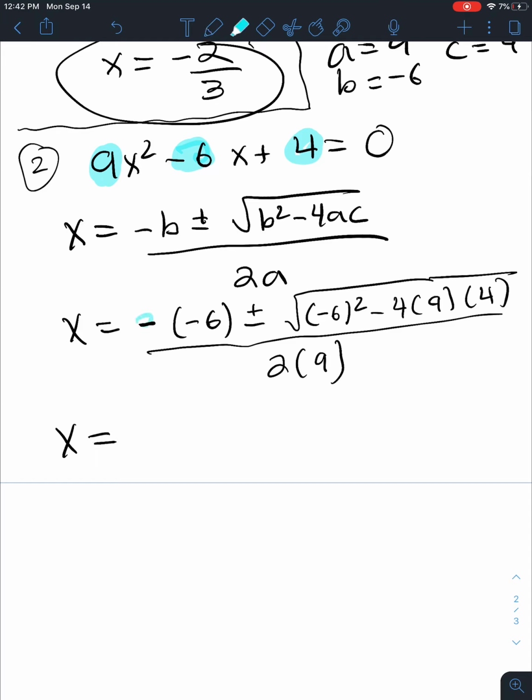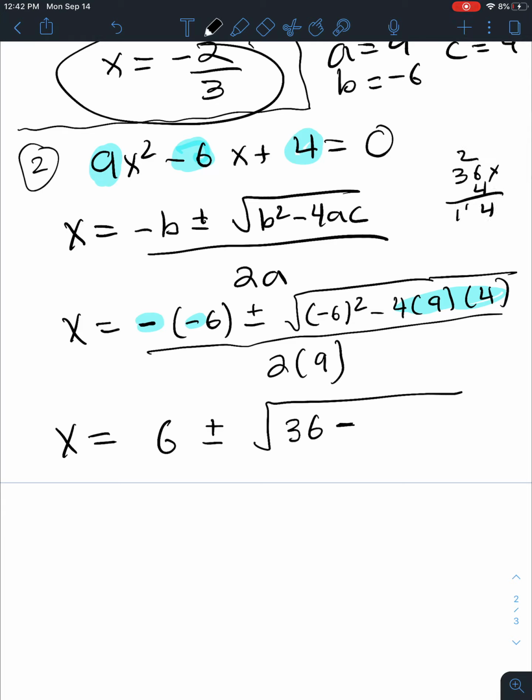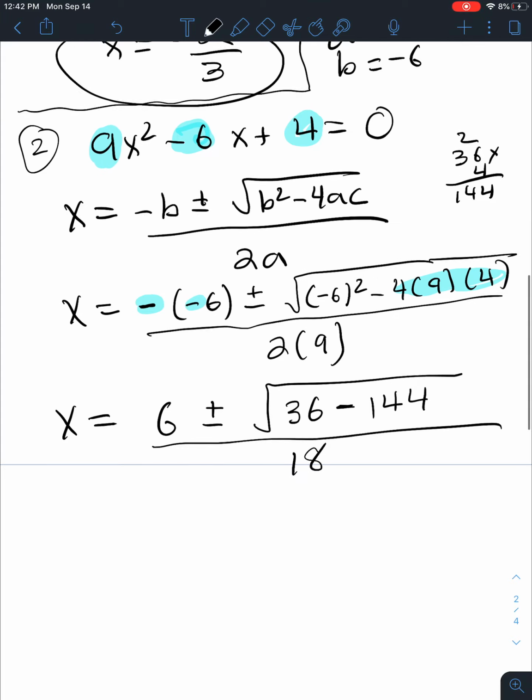I hope that you notice that this negative and negative is going to give you a positive. So we should have 6 plus or minus the square root of negative 6 squared, which means negative 6 times negative 6, which is 36, minus, then I'm going to multiply all these lovely numbers. So 36 times 4, so I can try to do this in my head, or you can just write it down, just to be safe, and you'll see that you get 144 over 18.